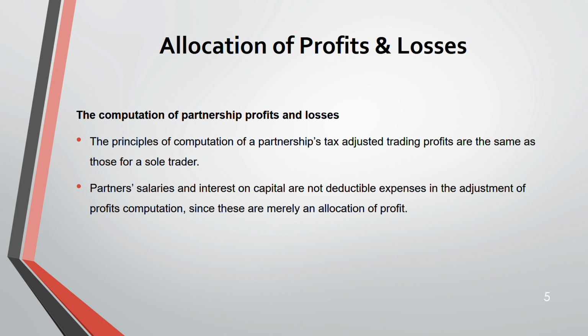Partner salary and interest on capital are not deductible expenses in the adjustment of profits computation. Why? Partner salary and interest on capital are just an allocation of profit. For example, you get a profit, and out of that profit you might give salary to partners or charge interest on the capital. They are not expenses. You don't deduct them as an expense.